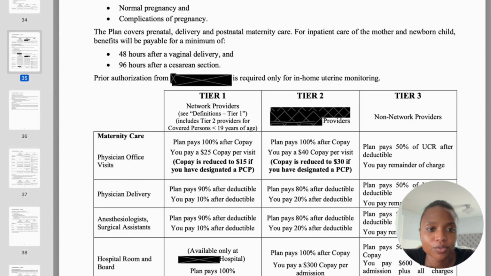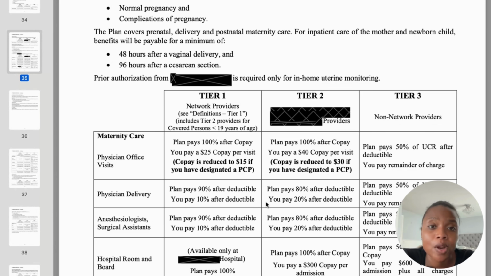So looking at covered services for maternity care, you'll see that on the left-hand side, you have the different services covered in maternity care, and then your responsibility and the plan's responsibility according to the tier of providers that you see. So, for example, for the physician delivery, your plan is going to pay for 90% of care after you meet your deductible, while you're paying for 10% after you meet your deductible for tier 1 providers.